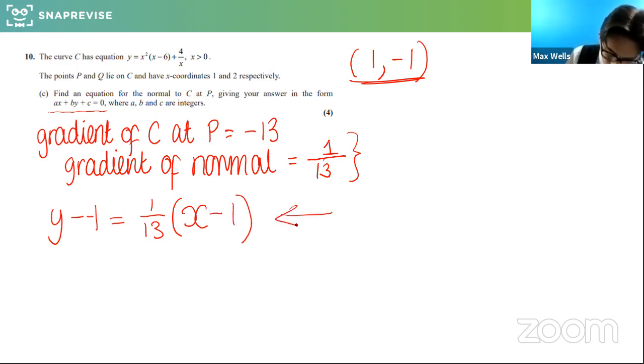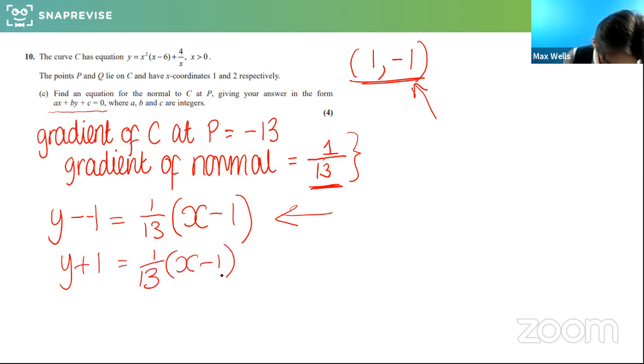And hopefully people recognize this. This is the general form of a straight line. Some people do use y equals mx plus c, but this is basically subbing in a point and a gradient, we should be able to get the line. So we do know that the gradient of the normal is a 13th, and we do also know that the point we want it going through is 1, minus 1. So if we sub that information in here, y plus 1, okay, and we can expand and tidy this up.